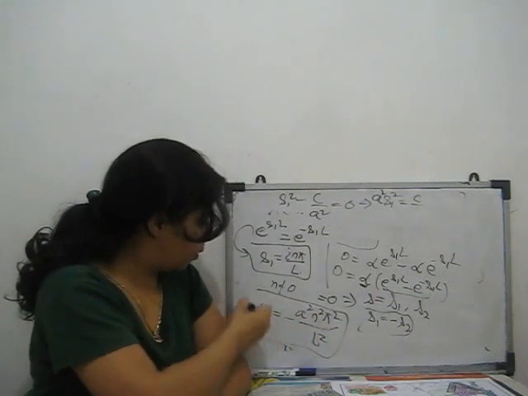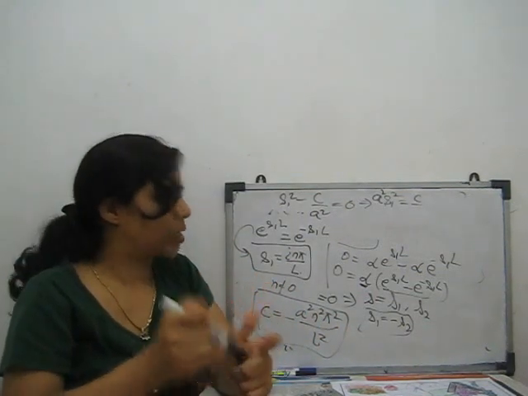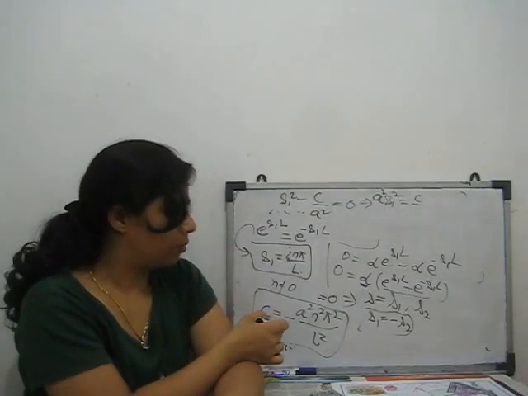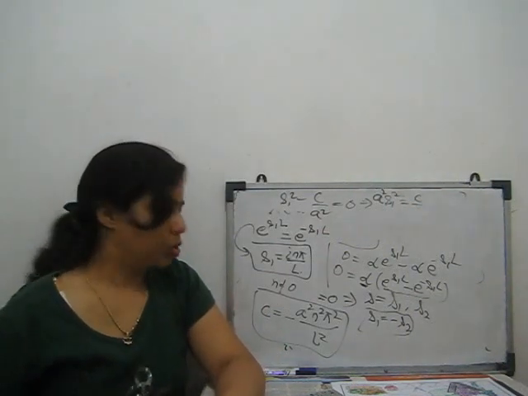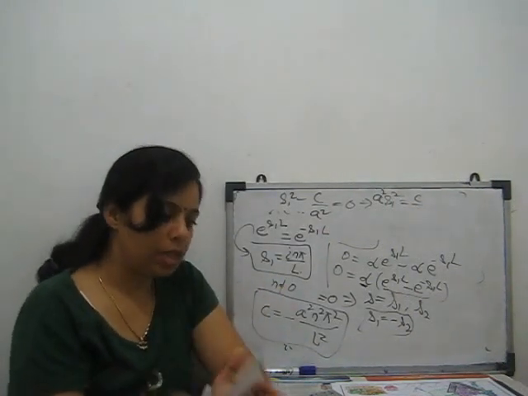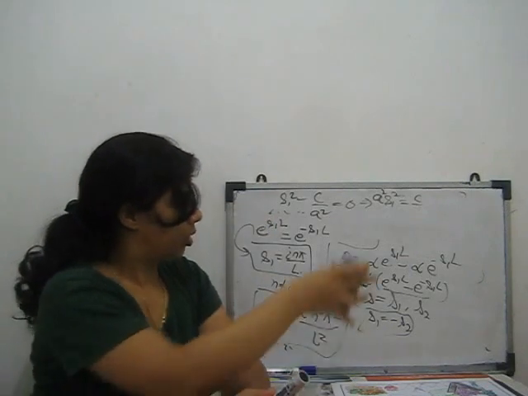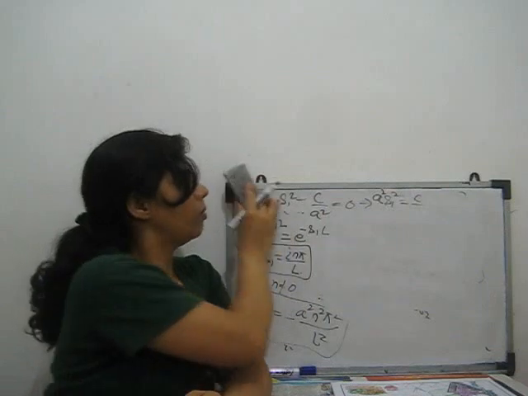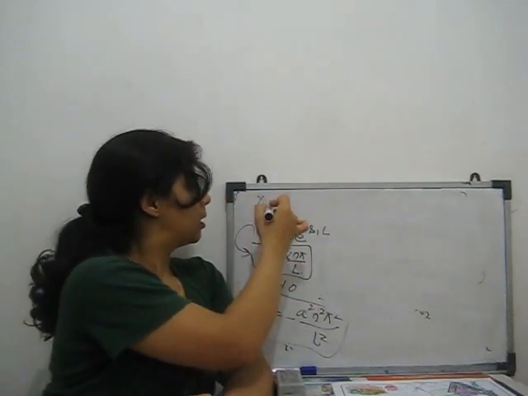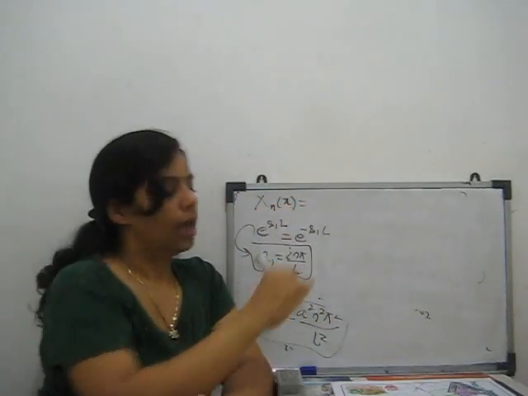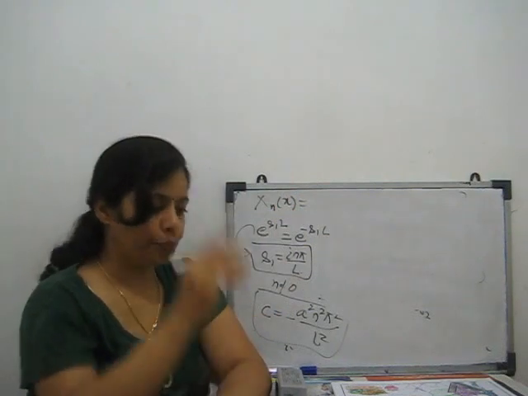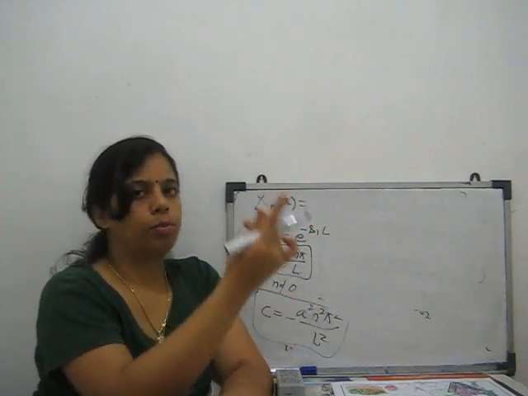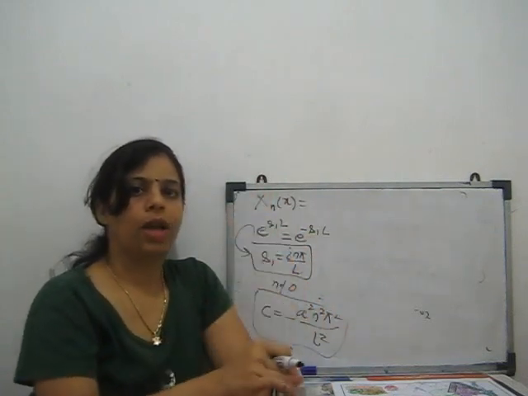So now I have the value of s1, and because s2 is minus of s1, I have this also. I have the value of the constant also. So now we can use these values in our solution. What is our solution? Solution is X(x) equal to alpha e to the power s1x plus beta e to the power minus s1x. We substitute the value of everything.